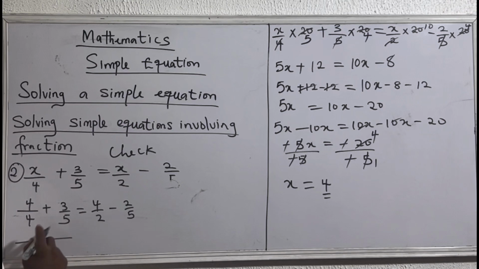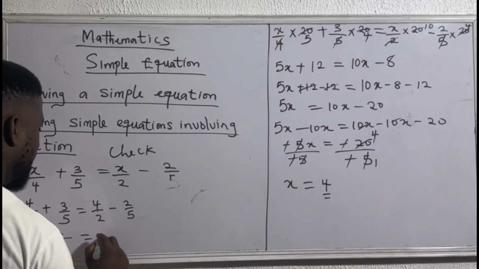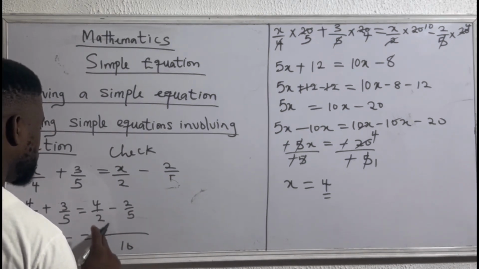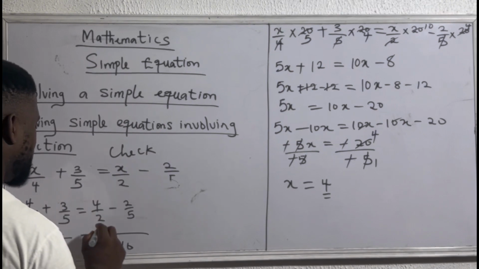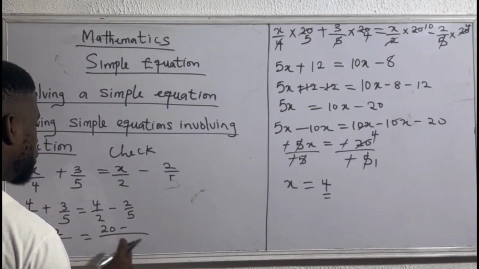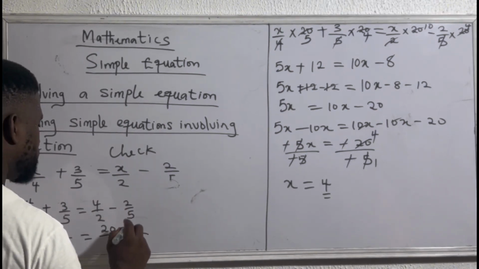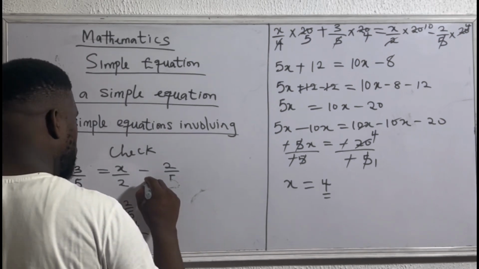The LCM on the left-hand side is 20. 4 into 20 is 5. 5 times 4, 20. Plus 5 into 20 is 4. 4 times 3, 12. Equals, on the right-hand side, the LCM here is 10. 2 into 10 is 5. 5 times 4, 20. 5 into 10 is 2. 2 times 2, 4. So what do we have?